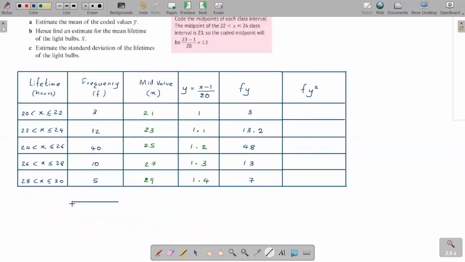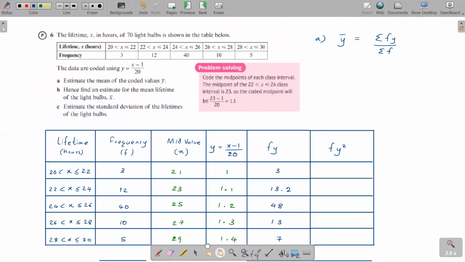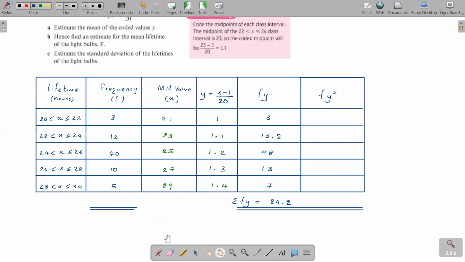Okay, so time to add everything. I need the total Fy. How much is it? 3 plus 13.2 plus 48 plus 13 plus 7. Add everything. What do you get? 84.2. This is all I need here. And sigma f is the total frequency. They have told us here, this is 70 light bulbs, right? This should add up to 70.